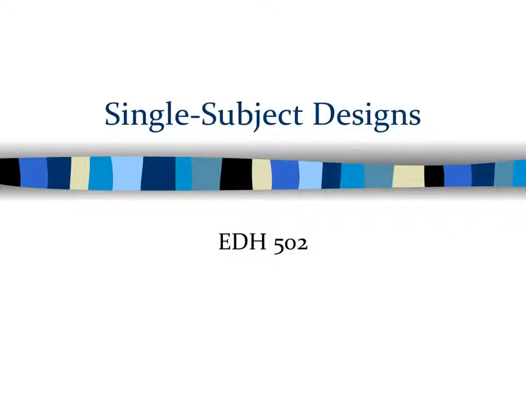Hello, welcome to EDH 502 Unit 4, and today we will talk about single subject designs. A single subject design, or a single case research design, is a research design most often used in applied fields of psychology, education, and human behavior, in which the subject serves as his or her own control rather than using another individual or group.